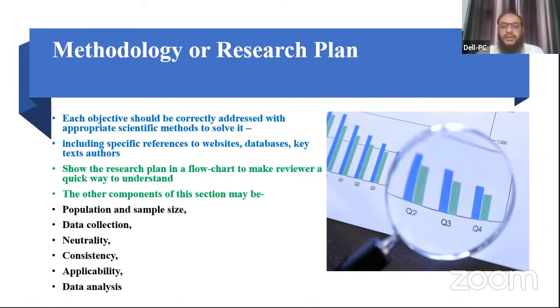Drawing a flow chart is one of the best ways to help a reviewer understand the complete research plan of your work. And sometimes other components may be part of the research plan. In the case of medical science, you have the population or sample size, the mode of data collection, the neutrality of data, the consistency of data, the applicability, and data analysis. These are the other parts of the research plan.